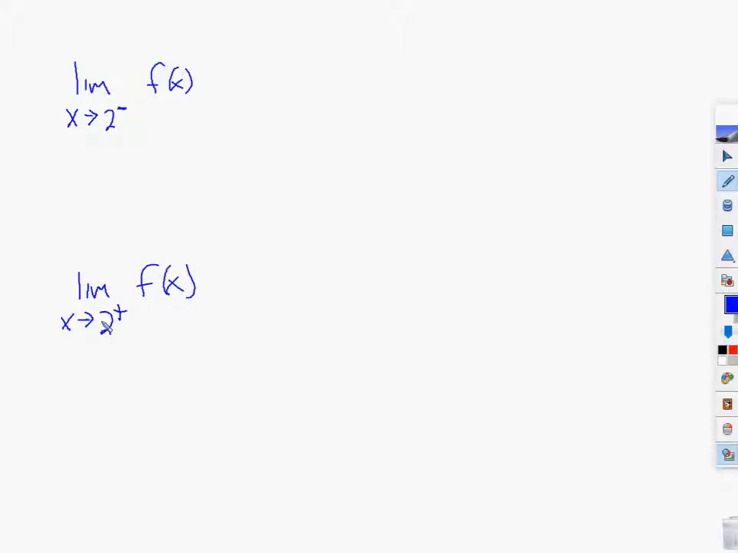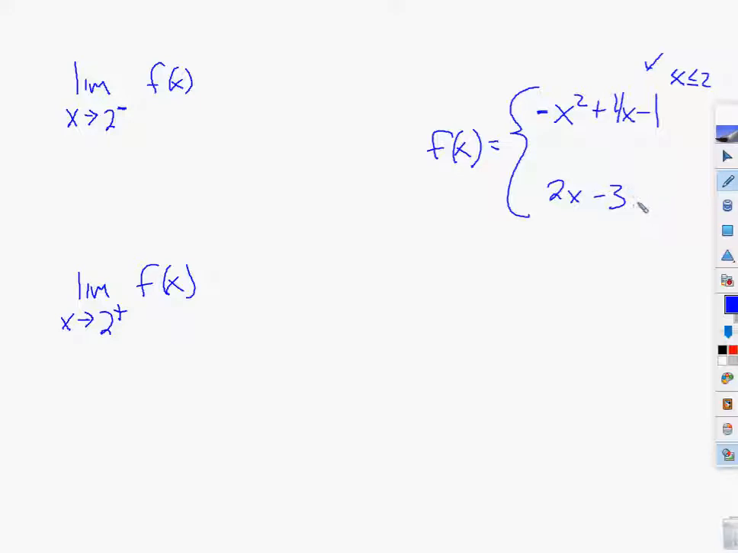Alright, so I'm giving you two limits I want you to find, and now I'm going to define f of x. F of x is this: negative x squared plus 4x minus 1 over 2x minus 3. And this piece is going to be this if x is less than or equal to 2, and it's going to be this if x is greater than 2. So this is a piecewise function. We did those at the beginning of the year. It's where a function is cut into different parts. So I have two parts on this function.